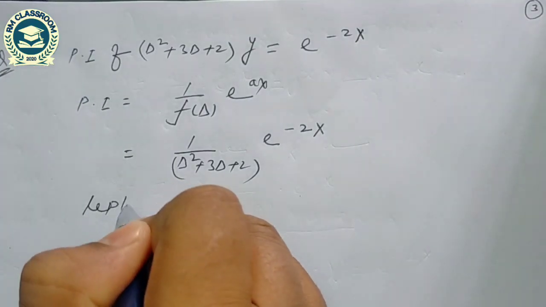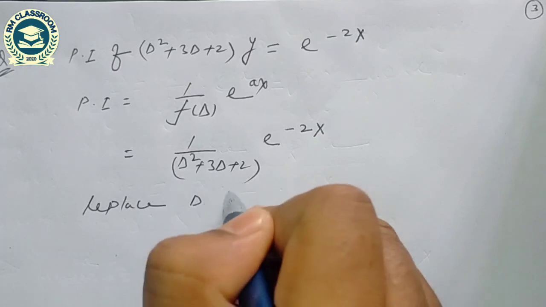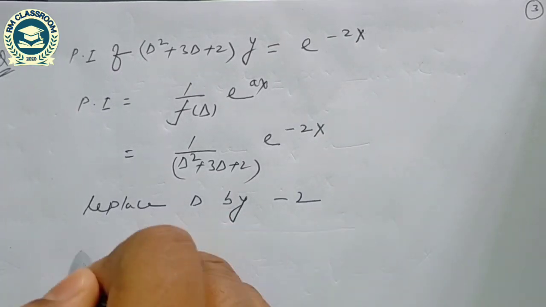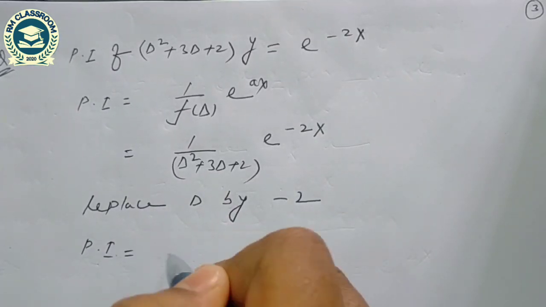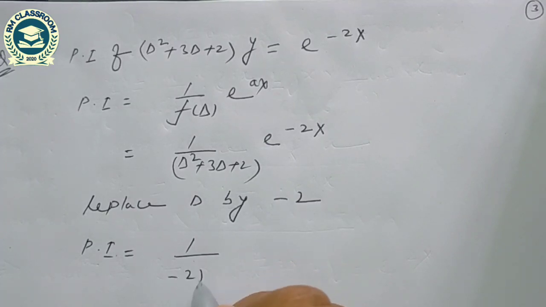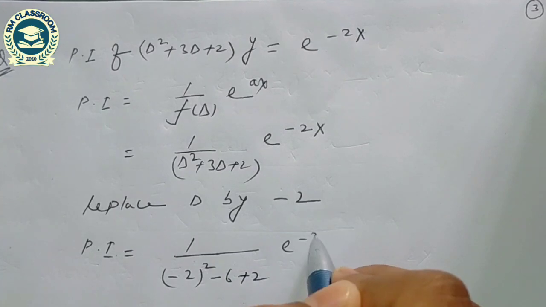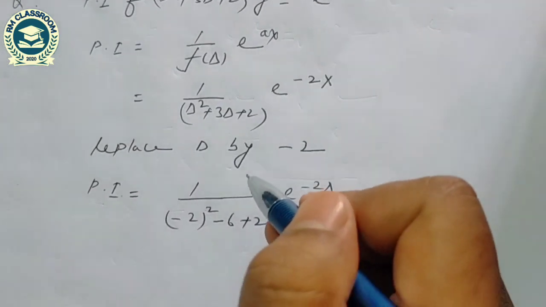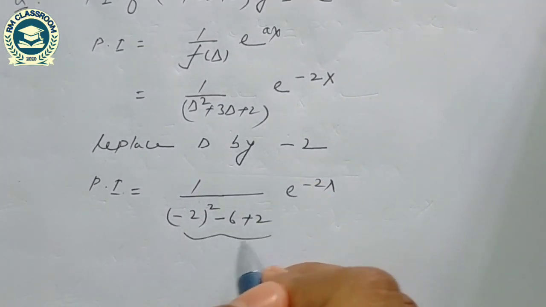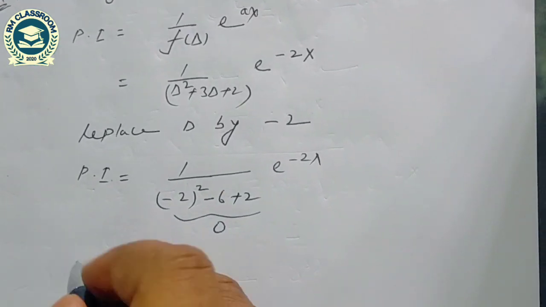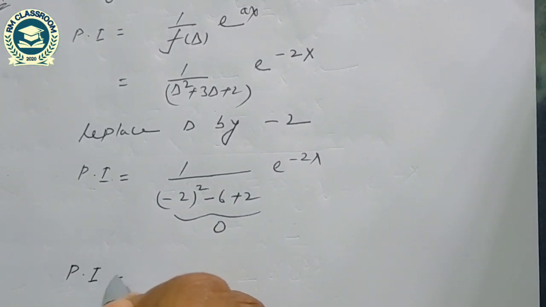Replace D by -2. So the particular integral is equal to 1 by (-2)² - 6 + 2 into e^(-2x). So here this value is coming 0. So once again you have to differentiate.